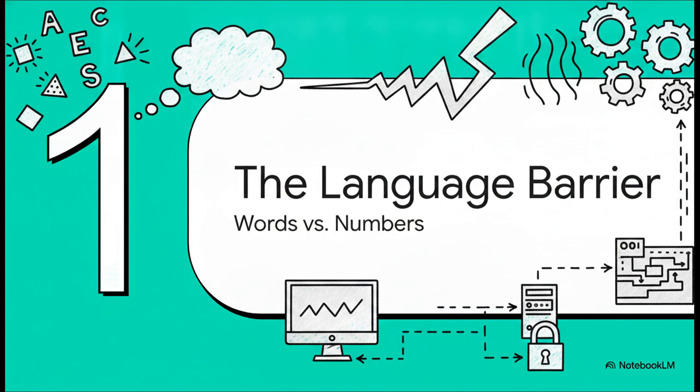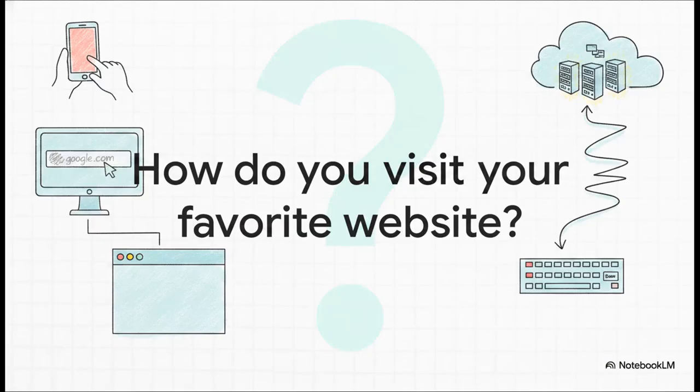Words versus numbers. Think about it. How do you visit your favorite website? Instinctively, you open up your browser and you just type in familiar, readable names like google.com or youtube.com, right? It's incredibly natural because our human brains are built to process and remember language. But what actually happens once you hit that enter key?